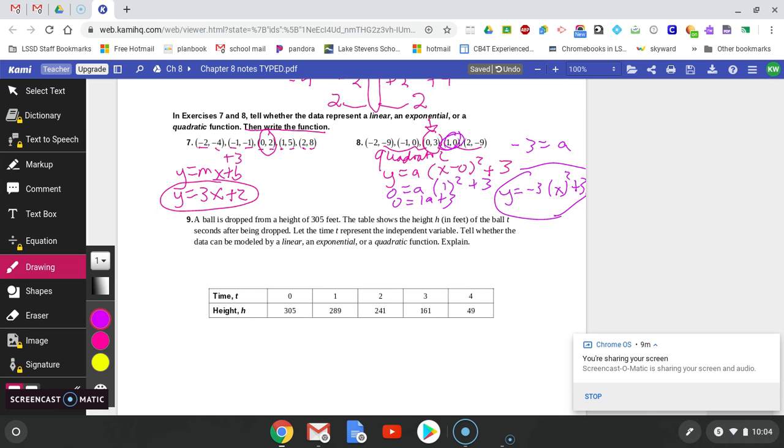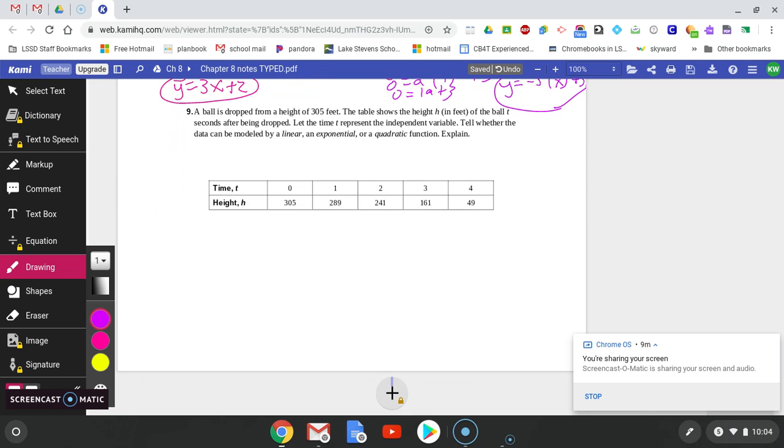All right. Let's go ahead and stop there for today. That's long enough for your notes, I think. So go ahead and write your summary. How do you know whether it's going to be linear, quadratic, or exponential?